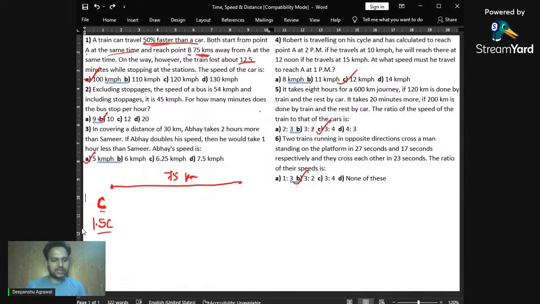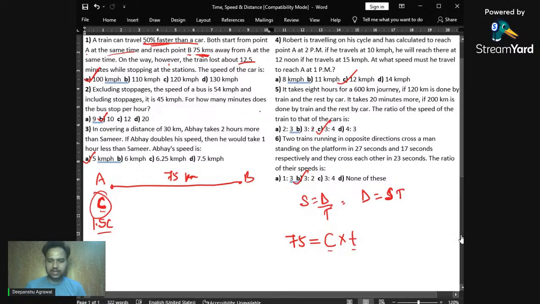Okay, so we have a simple formula: speed equals distance upon time. From here we get distance equals speed into time. Now the distance here is given as 75 for both the journeys, for the train as well as for the car. So this 75 should be equal to the speed of the car, c, into the time taken by the car to reach from point A to point B. So this is the first equation. Also, the same distance would be covered by the train at a speed of 1.5 times c.